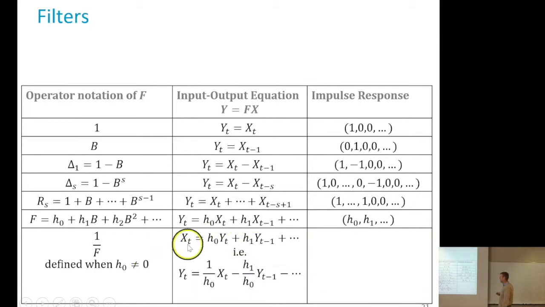If I have to invert it, there is a very simple way to invert it if I allow recursive computation. Because h0 is non-zero, I can divide by h0, and I can compute y as a function of x and of the previous y's here, which is what I did here. yt is 1 over h0 xt minus h1 over h0 yt minus 1, etc. So the inverse filter can be at least computed simply in this form. Iteratively, once I have computed the first elements, I can compute the next.